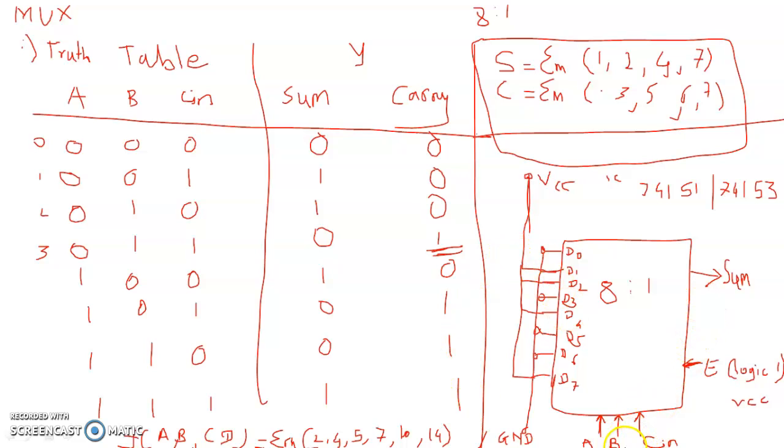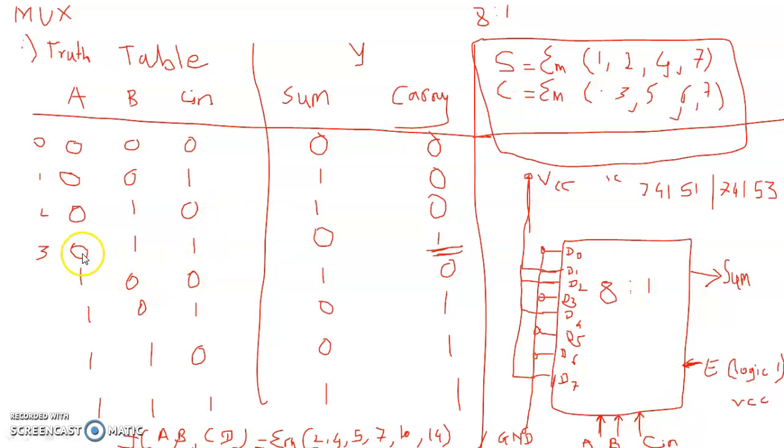Suppose you want to test the first condition. A, B, C in are the inputs of this truth table. These are the select inputs, because data inputs are 8. So 2 raised to M is equal to 8. M is nothing but the select input, so it is 3. So A, B, C in are the data select inputs.